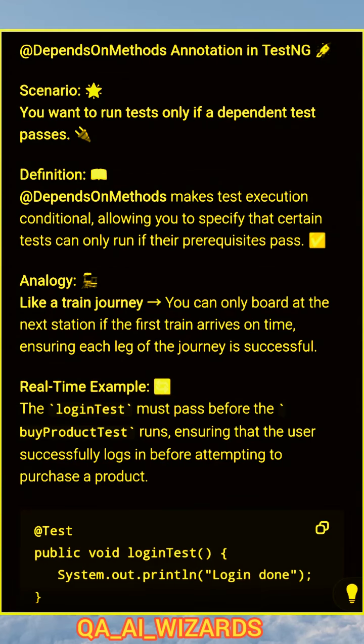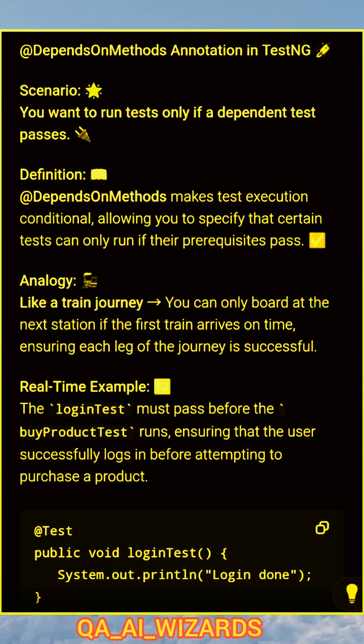Hi everyone. So today we are going to talk about the dependsOnMethods annotation in TestNG. Scenario: you want to run a test only if a dependent test passes. Definition: dependsOnMethods makes the test execution conditional, allowing you to specify that certain tests can only run if their prerequisites have passed.